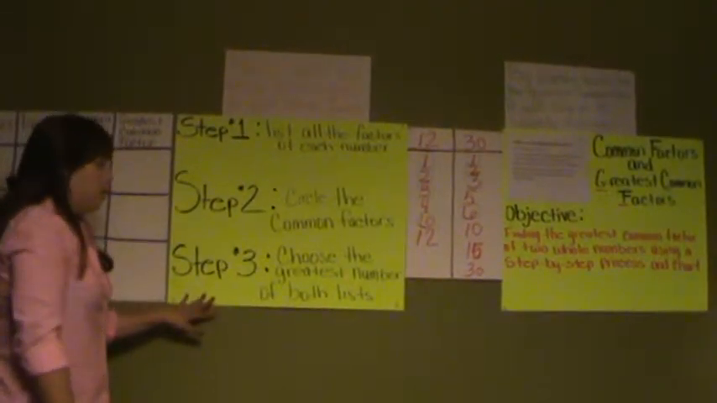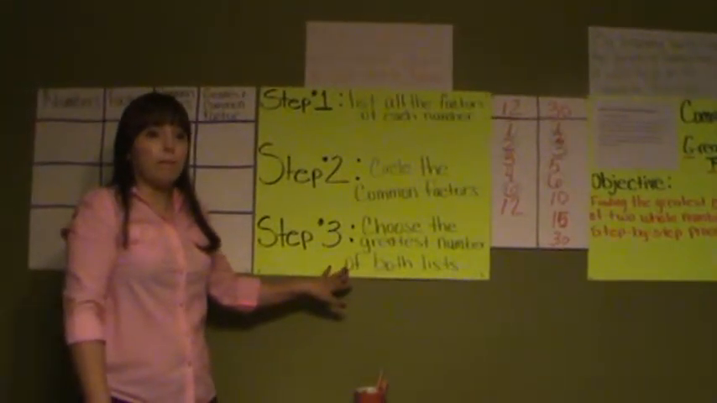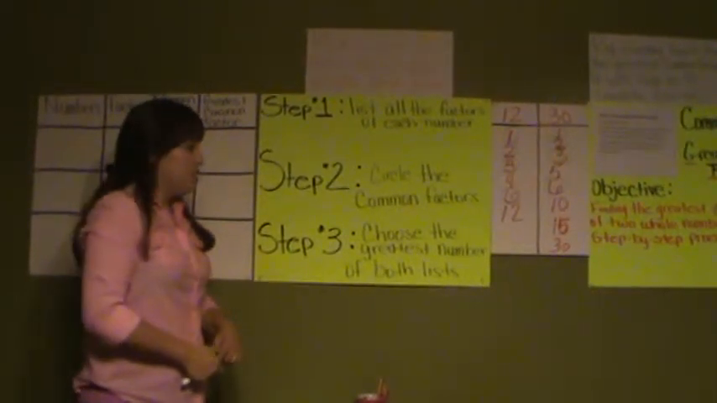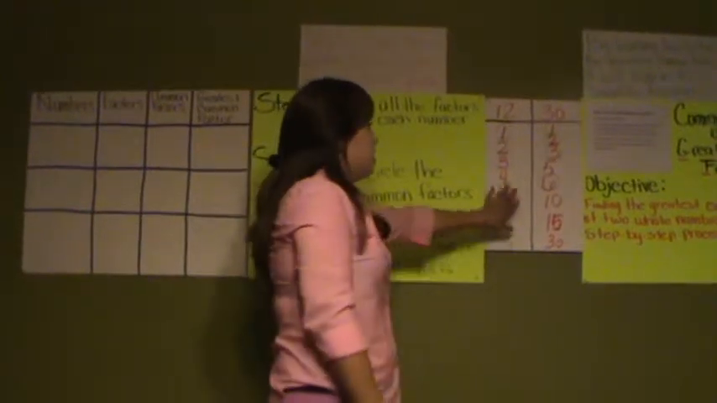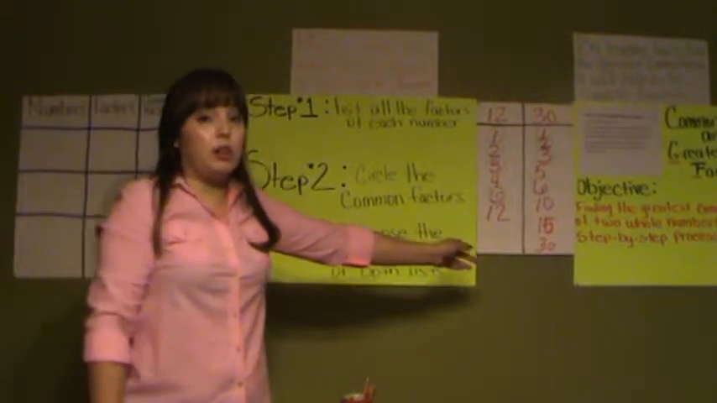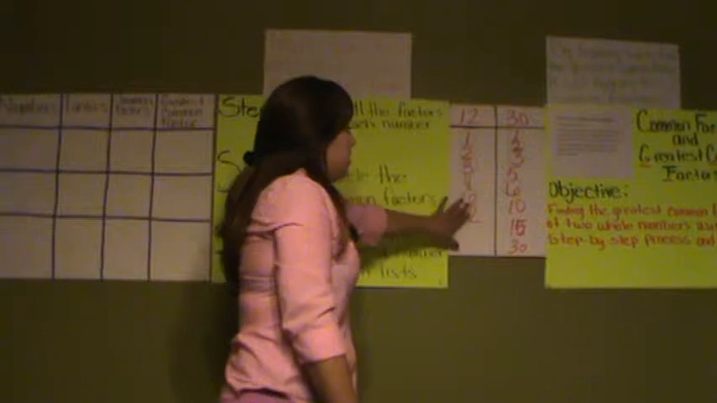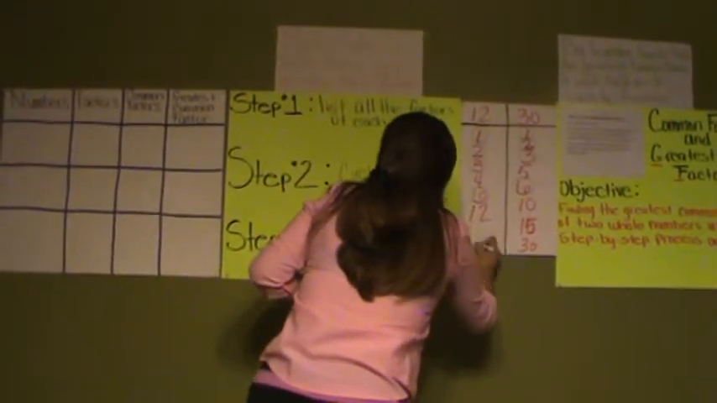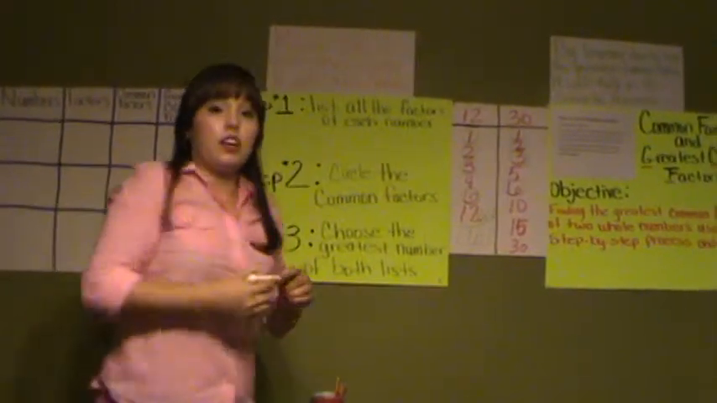Let's move on to step 3. Step 3 says, can anybody read step 3? Go ahead and read step 3. Very good. Choose the greatest number of both lists. So now we're going to choose a number from the list, but we need the greatest common factor, not just any number. So if we have the 1, the 2, the 3, and the 6, which one will be the greatest? The 6. Very good. So 6 is the GCF, the greatest common factor.